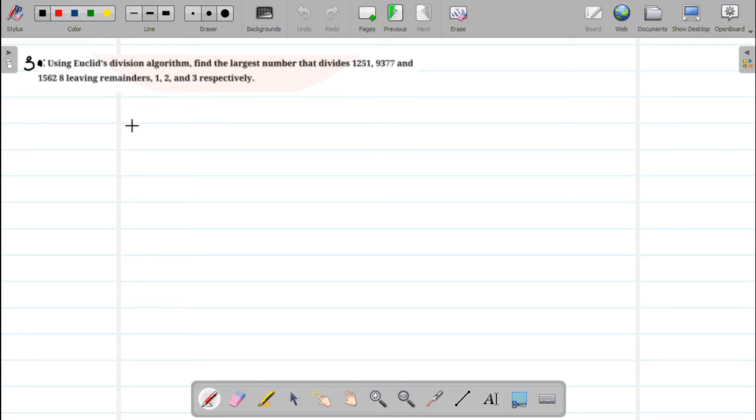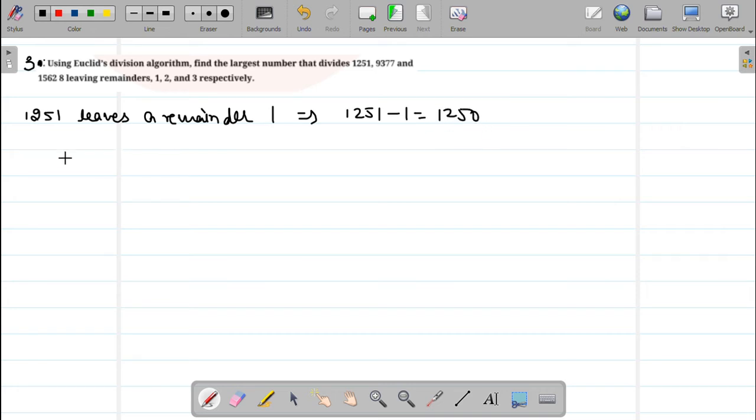So here beta, what we do is we are looking at those numbers which you get when you subtract these remainders. So the HCF of those three numbers after subtracting 1, 2, 3 respectively from these three is what we are looking at. So first of all, 1251 leaves a remainder 1. So this implies 1251 minus 1, 1250 is one of the numbers.